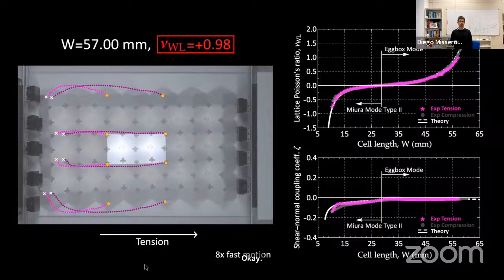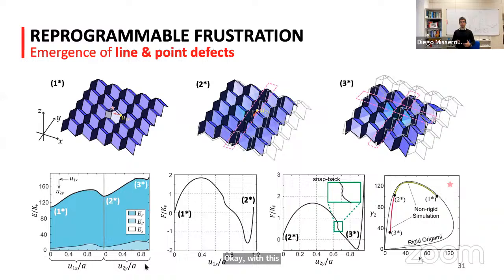Okay. With this said, we can show another peculiar characteristic of this triamorph tessellation, and that is the emergence of line defects and point defects in the tessellation. But to understand the formation of the point defects, we perform nonlinear structural analysis. To do that, we perform some simulations and we use Merlin software. I didn't mention it before, but this software is quite nice, a high performance software to perform this kind of experiments.